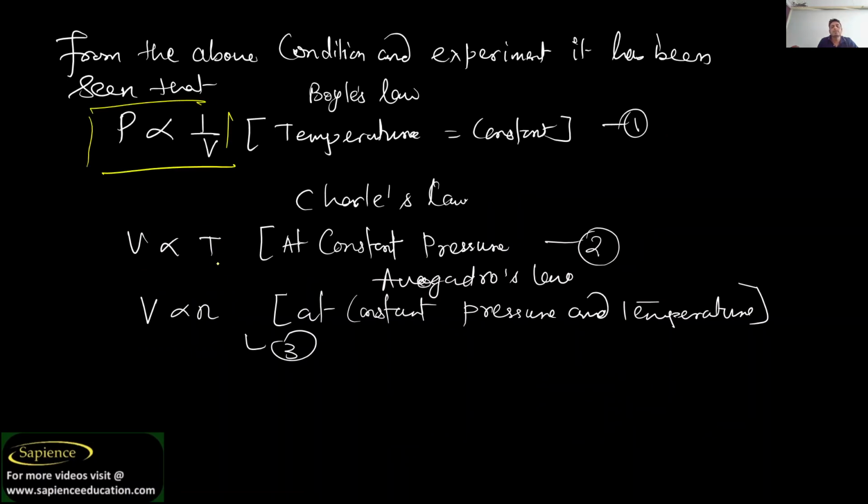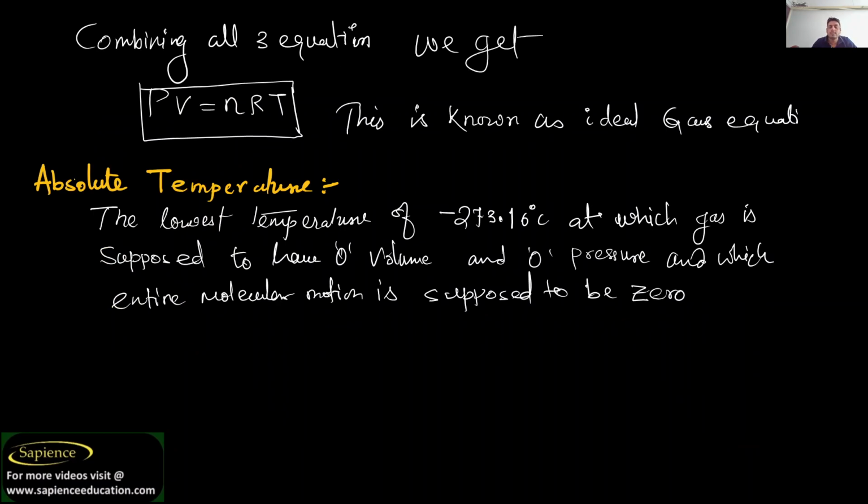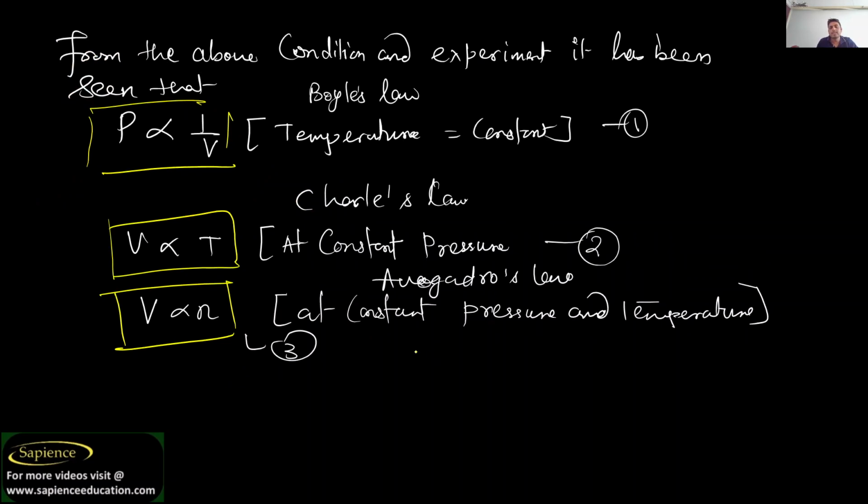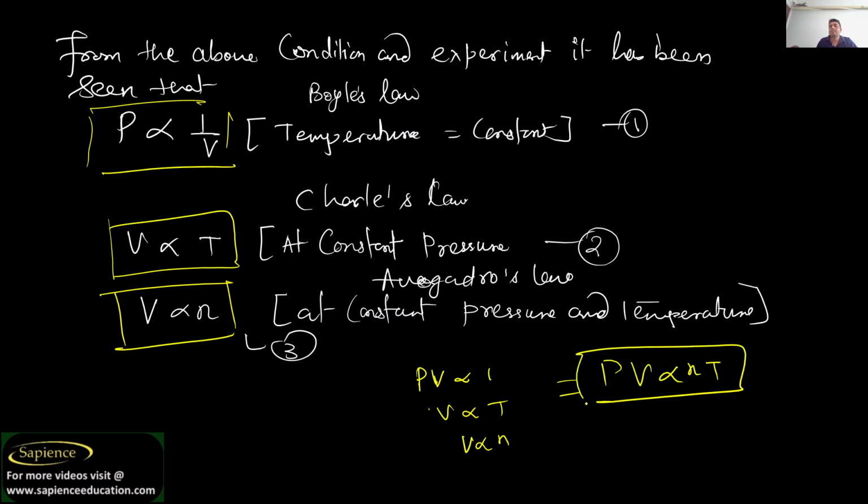So how many equations do we have? Pressure is inversely proportional to volume. Volume is directly proportional to temperature, and volume is directly proportional to n. So we need to now combine all these three equations. See here, PV proportional to 1, V proportional to T, V proportional to n. So V is common. Can we write here PV proportional to nT, and PV is equal to nRT, where R is the gas constant? Definitely we can write this.